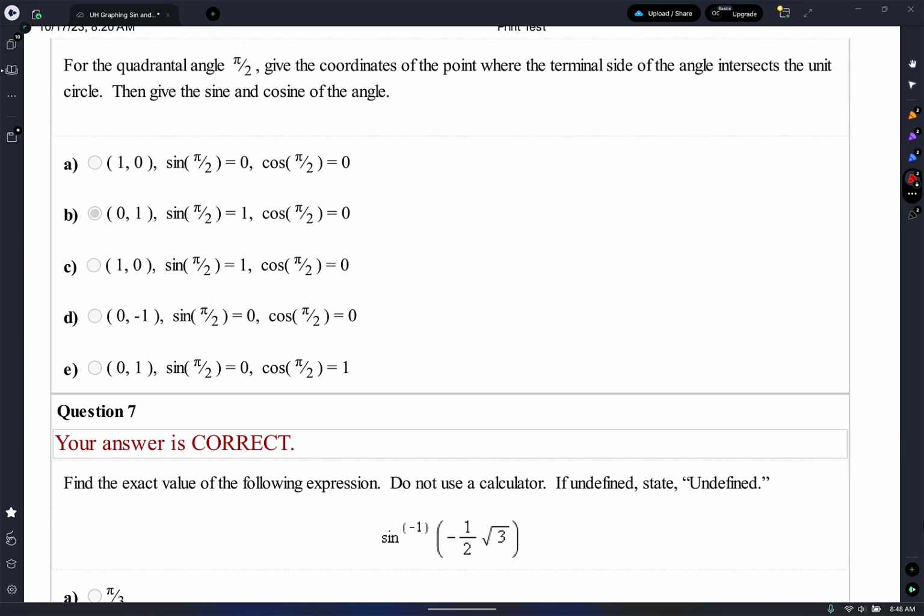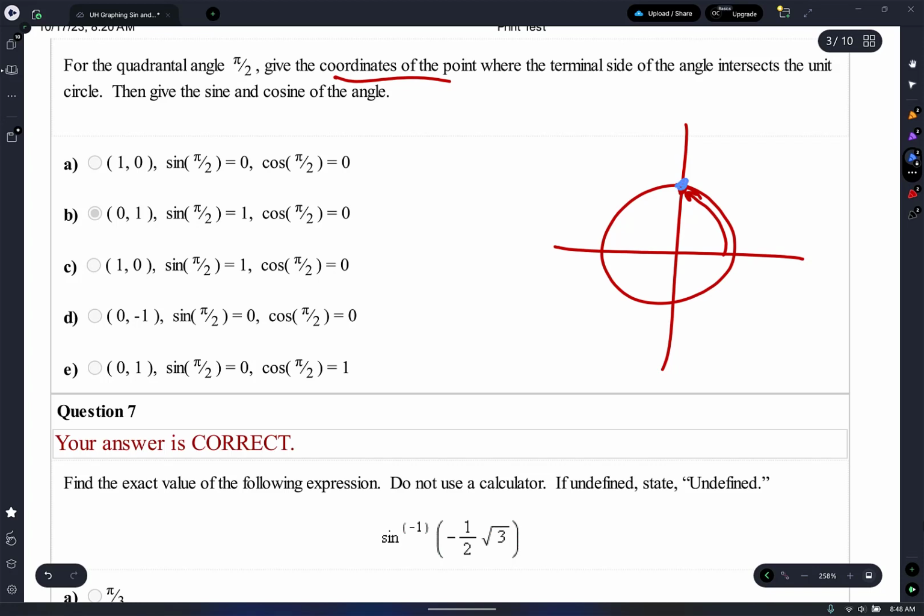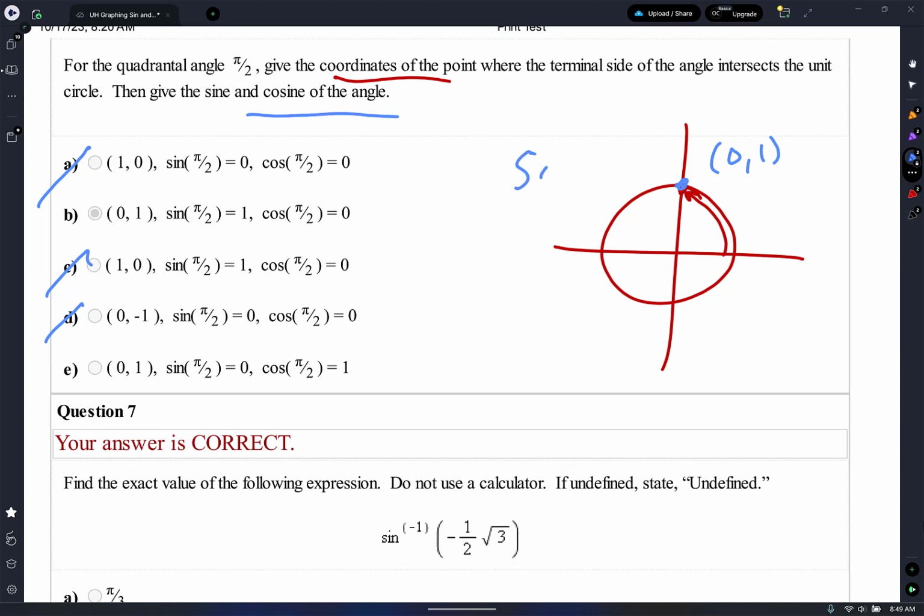For the quadrantal angle pi over 2, give the coordinates of the point. So all that means is I have an angle. Where's pi over 2? Right here on the unit circle. What is the coordinate of pi over 2? Yeah, 0, 1. Perfect. Look for 0, 1. Delete anything that's not 0, 1. Out, out, out. It's between B and E. And then it says, give the sine and cosine of that angle. Okay, well, that's simple. Sine of pi over 2 is 1, and cosine of pi over 2 is 0. And just look for that. So this one right here.